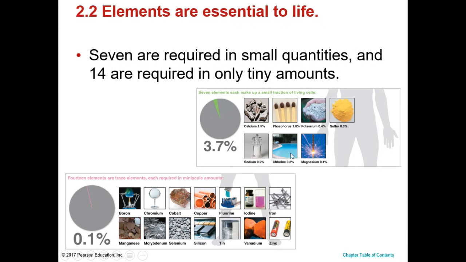Chlorine is going to be a gradient type of atom. All right, so chlorine is a negative atom, which becomes part of gradients. Now, these are the smaller atoms here on the bottom that we need in smaller quantities. We're looking at fluorine, which is part of teeth, right? So it becomes part of the matrix of teeth.